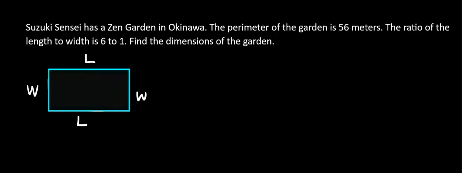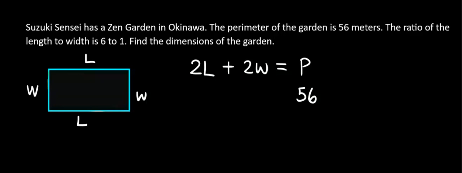Did you remember how to find the perimeter of a rectangle? We're going to add 2 times length and 2 times width equals perimeter. Now we know the perimeter is 56, so we're going to put a 56 here. But we don't know the length or width. That's our job. We need to find it.